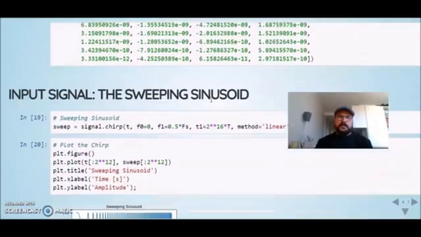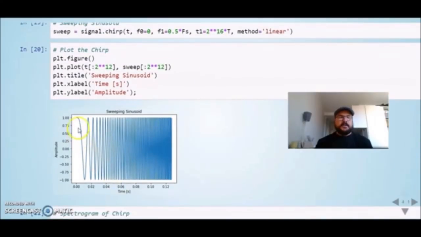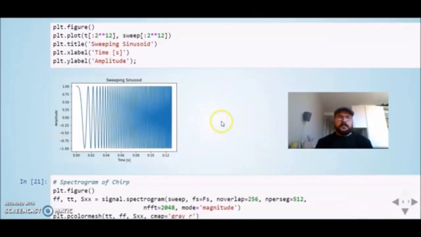So our input signal will be a sweeping sinusoid. Here is where I am creating the sweeping sinusoid. It will go from 0 to 16 kilohertz, so it's the sampling frequency divided by 2, and we will have 2 to the power of 16 points. Here is how it looks, just the beginning of our sweeping sinusoid. I'm not plotting all the points, otherwise it's difficult to see.